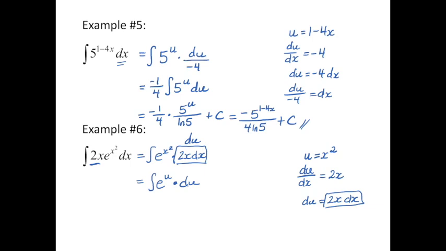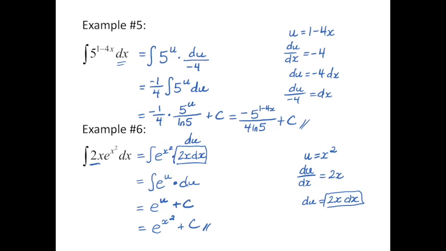So the integral then is e to the u plus c. Going back to x squared in place of u, we get e to the x squared plus c. And that would be our final answer.